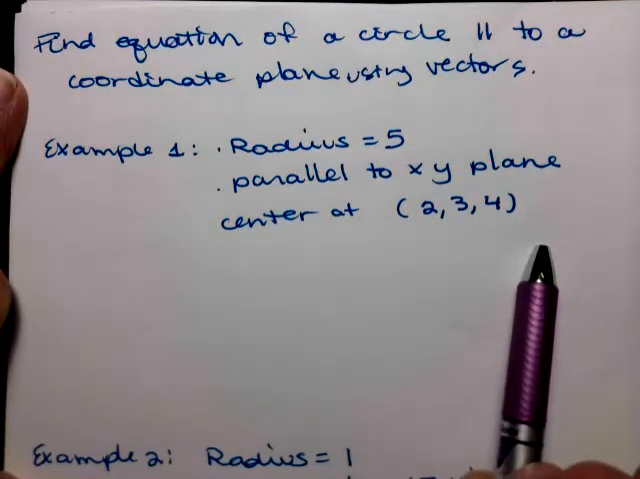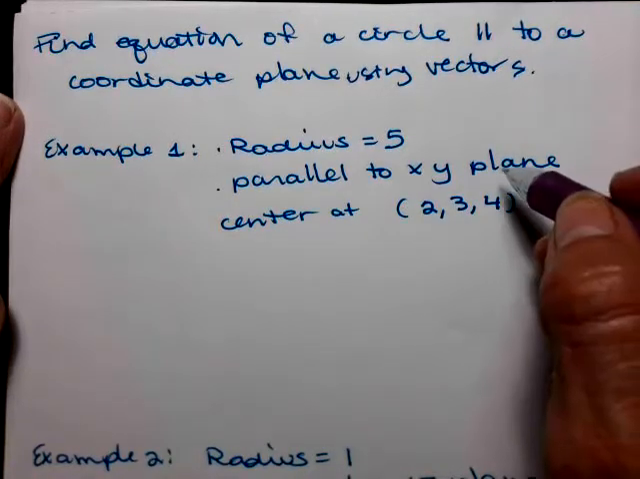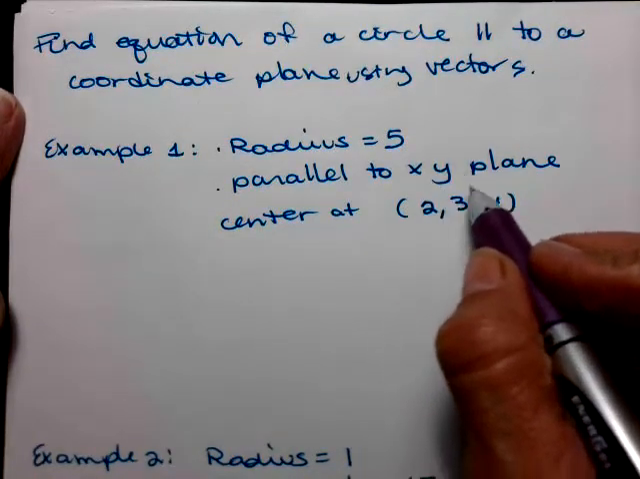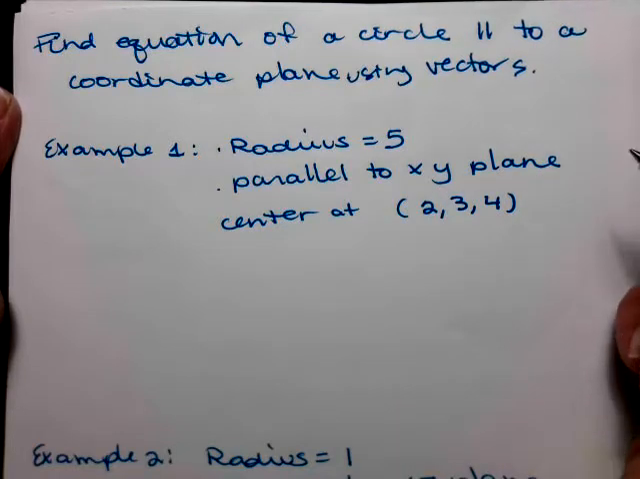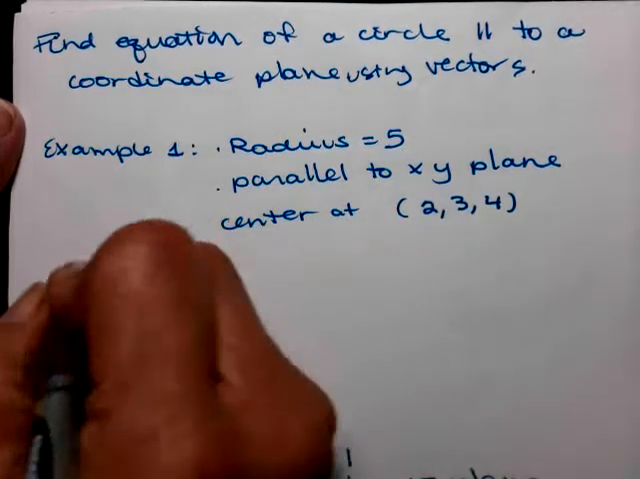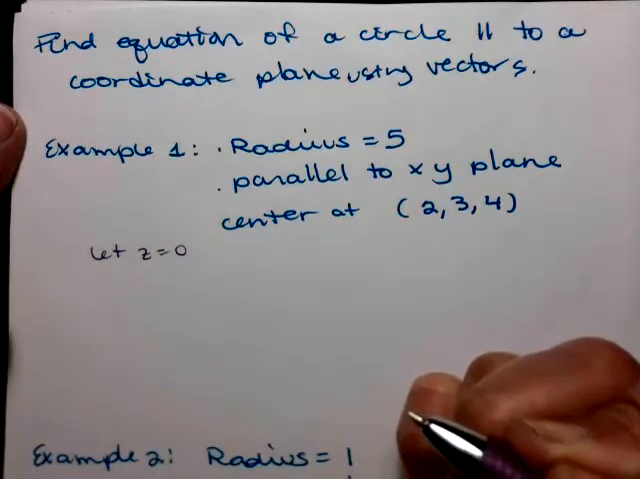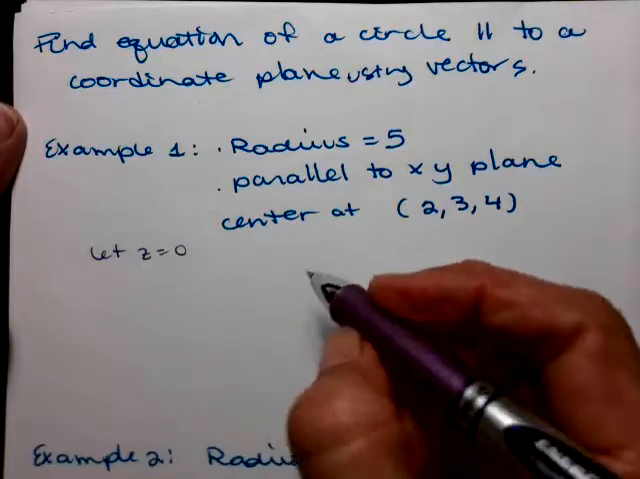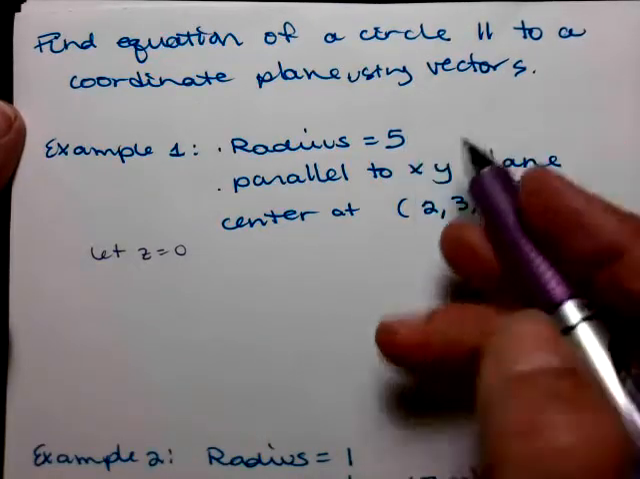3, 4. Okay? So if I think about this whole parallel to the xy plane, that means, right, I could find the equation of the circle that's in the xy plane. So let z equal 0. So let's just let z equal 0 for now. Okay? And then we're going to write the parametric version, right, of the circle then with a radius of 5.